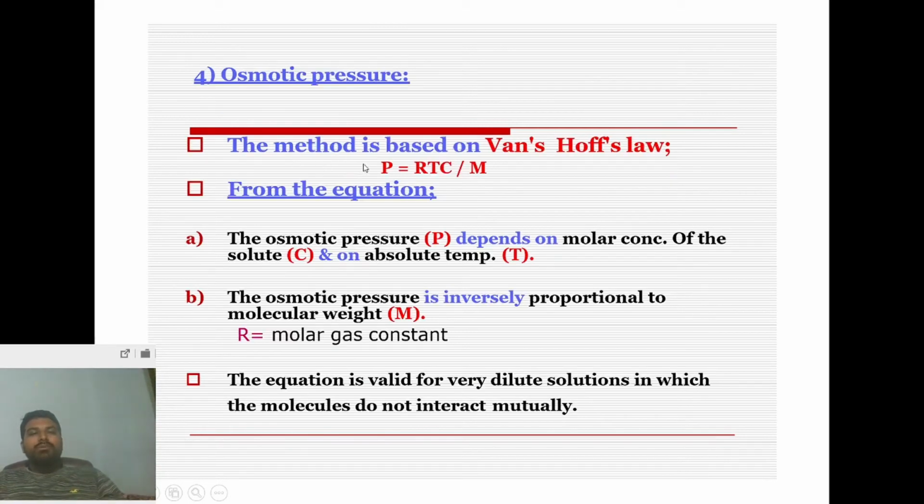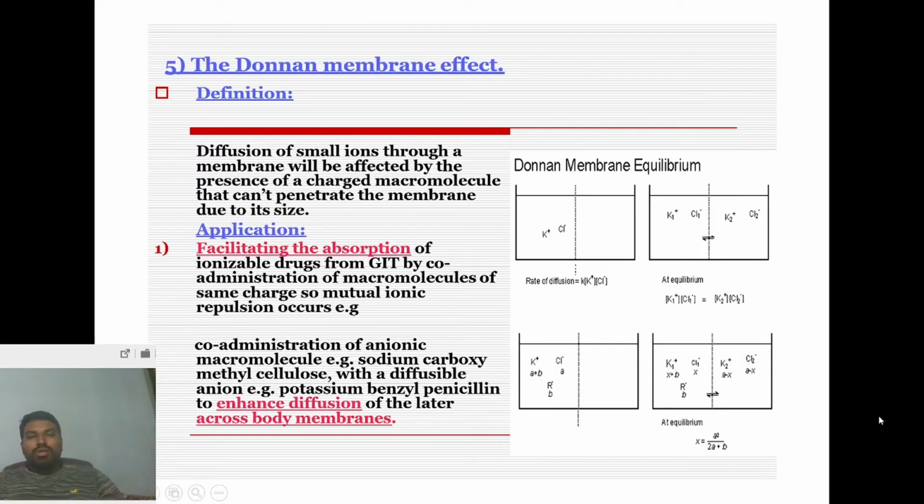Osmotic pressure. The method is based on Van 't Hoff's law, pi is equal to RTC upon M. From the equation, the osmotic pressure depends on the molar concentration of the solute C and on absolute temperature T. The osmotic pressure is inversely proportional to molecular weight M. Here R is the molar gas constant. The equation is valid for very dilute solutions in which the molecules do not interact mutually.